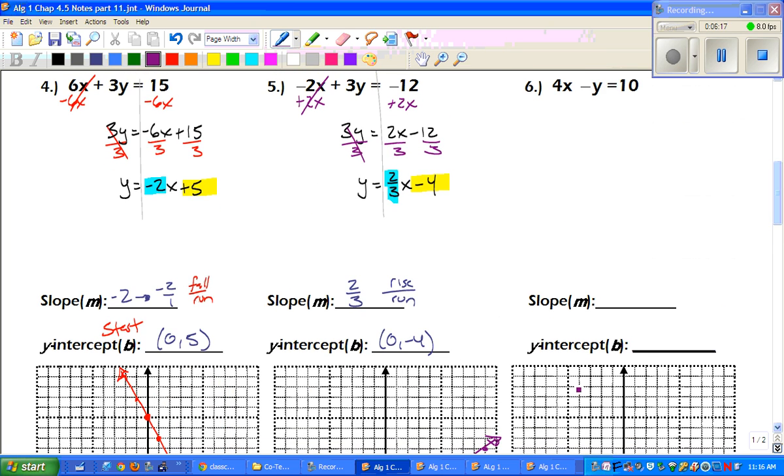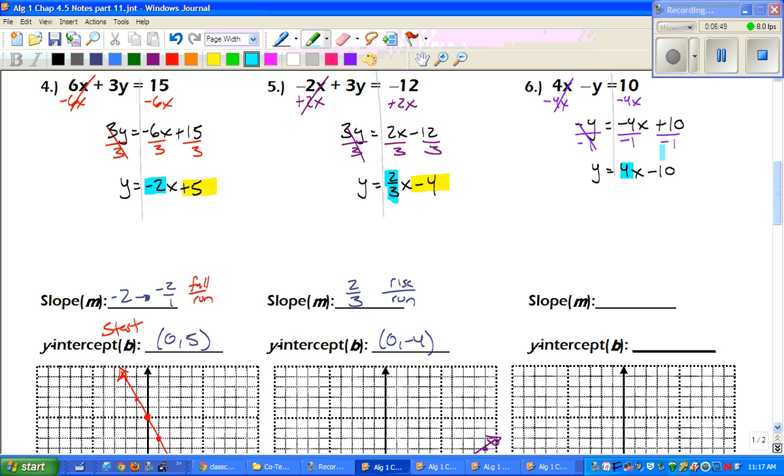All right, let's go ahead and solve for y. We have to subtract the 4x from both sides, and you get -y equals -4x plus 10. Now is the y by itself? Hopefully you're saying no. Divide by -1, and you get y equals 4x minus 10.